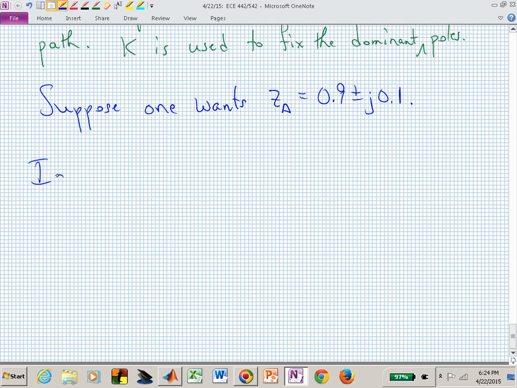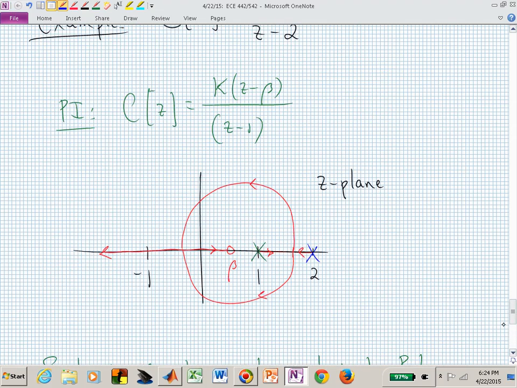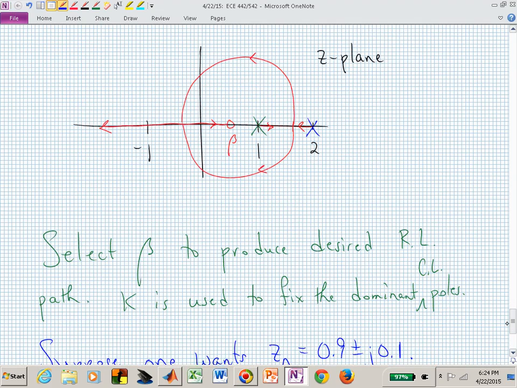What we want to ask now is, suppose somebody tells us that's where we want our closed loop poles. Is it possible to achieve those closed loop poles with a PI control structure? It doesn't look like that PI controller would do it, does it? Those branches don't look like they go close to 0.9 plus and minus j0.1, do they? But is it possible to locate a beta somewhere in the z-plane that might allow the branches to actually pass through 0.9 plus and minus j0.1?